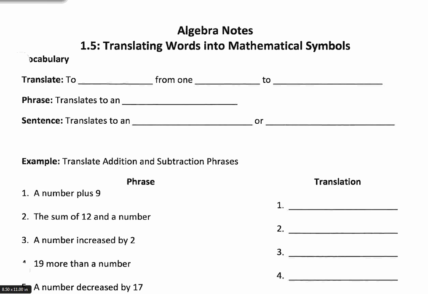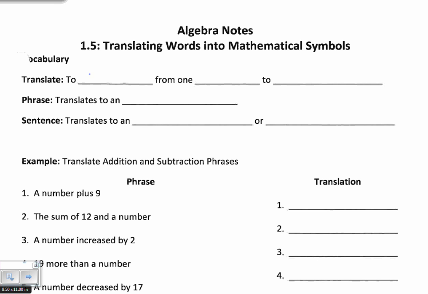Alright, this is section 1.5, translating words into mathematical symbols, part 1. Okay, so we have a couple new vocabulary words. Our first vocabulary word is translate. This you may have heard of in a foreign language class, like translating a word from English to Spanish or Spanish to English. It's the same idea in math.